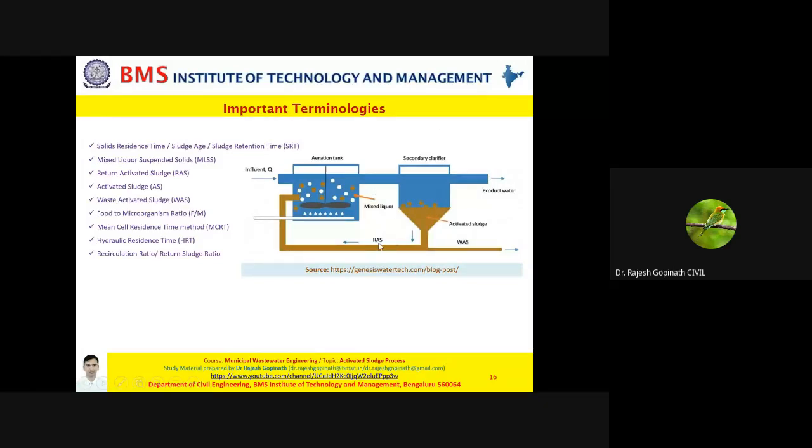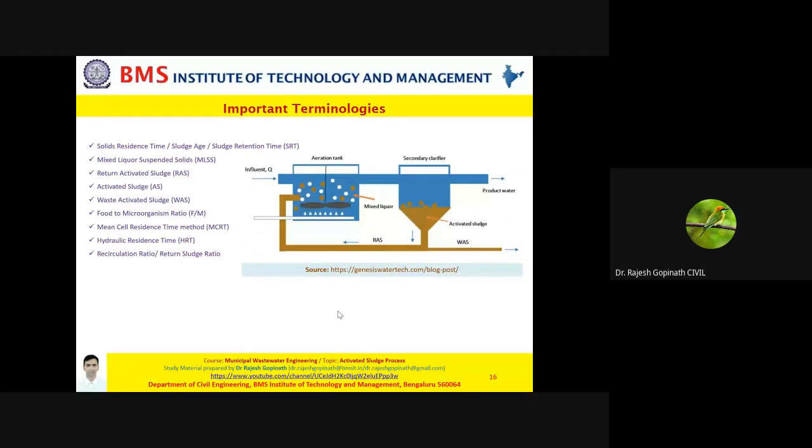Now RAS stands for return activated sludge. That is the sludge which has settled down here and is returned back to this system. Now WAS stands for waste activated sludge. That is the sludge which is being removed and sent to the sludge treatment. So now what are these different terminologies that you need to be familiar with?